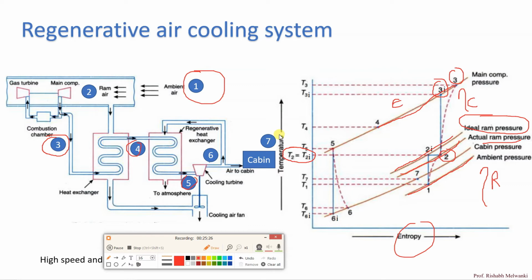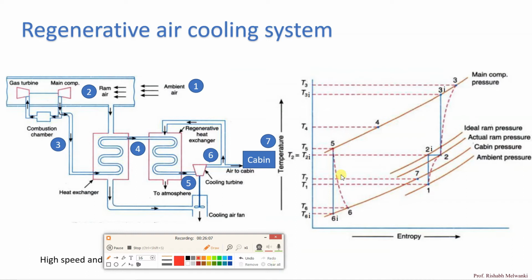But here you have to note what the need of this regenerative heat exchanger is. If you expand the air from point 4, what will happen? You can see point 6i will be at this location. So the temperature is higher after expansion if we keep the same pressure. If you want more cooling effect, in that case what is provided? The regenerative heat exchanger. So further there will be constant pressure cooling in the regenerative heat exchanger, and we will reach point 5. So again this 4 to 5 is the regenerative heat exchanger.